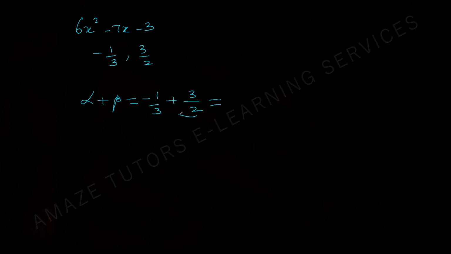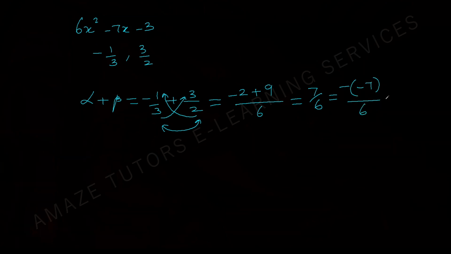Otherwise, you can even cross multiply and add them up. That is another method. You can cross multiply this way, and multiply the denominators separately. 1 times 2 is 2, negative 2, plus 3 times 3 is 9, divided by 3 times 2 is 6, which is equal to positive 7 by 6. Now, I can rewrite this as negative of negative 7 divided by 6, and negative 7 is obviously b, the coefficient of x, and positive 6 is obviously a. So we proved the first part. Alpha plus beta is equal to negative b by a, negative coefficient of x divided by coefficient of x squared.